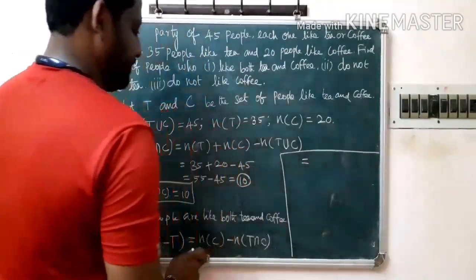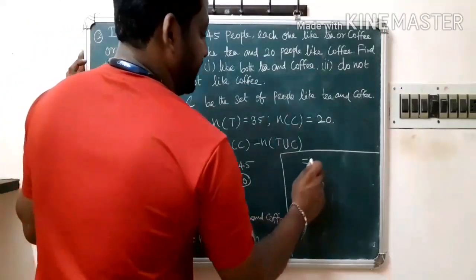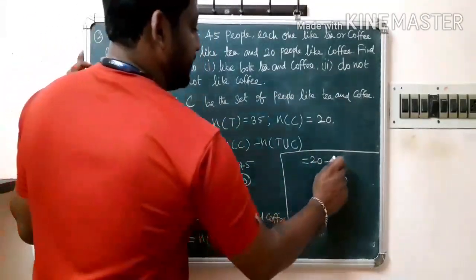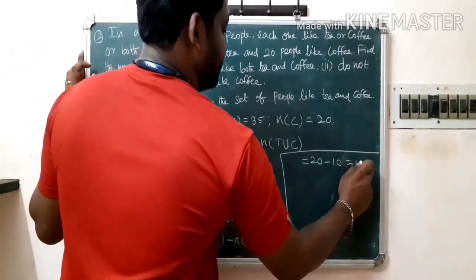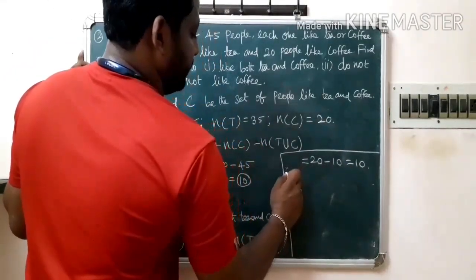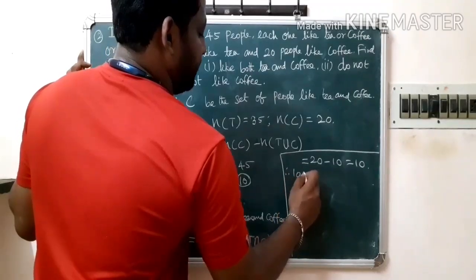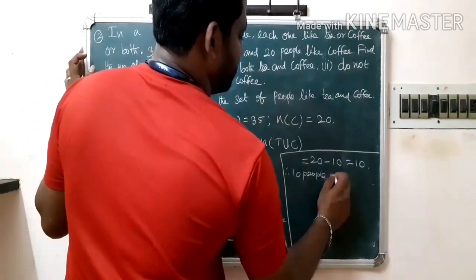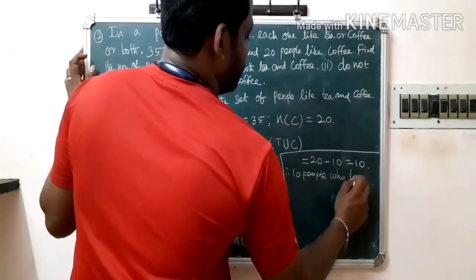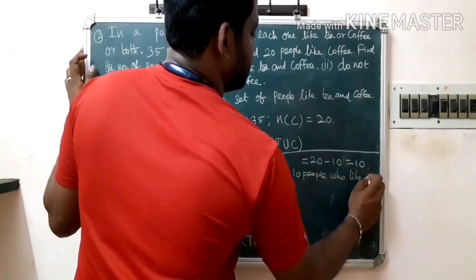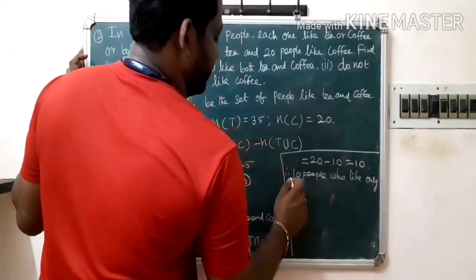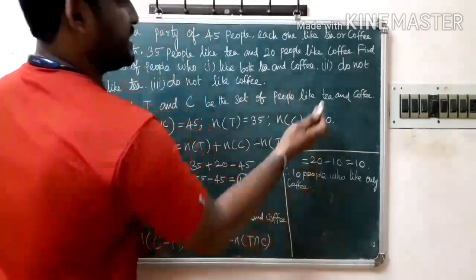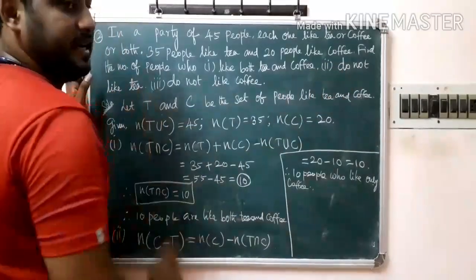So we know that n of C is equal to 20 minus the intersection part, which is 10. So 20 minus 10 is equal to 10. Therefore, 10 people like only coffee. Only coffee means they do not like tea.